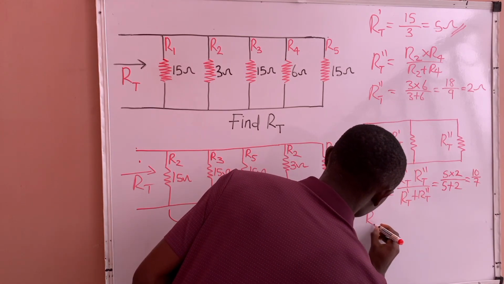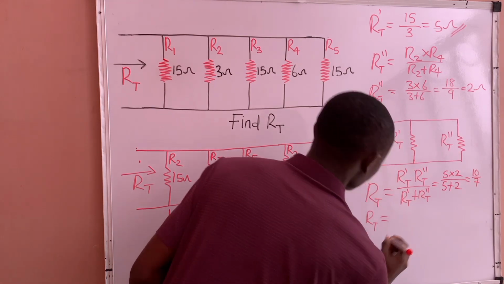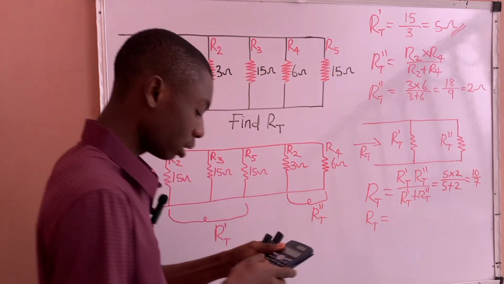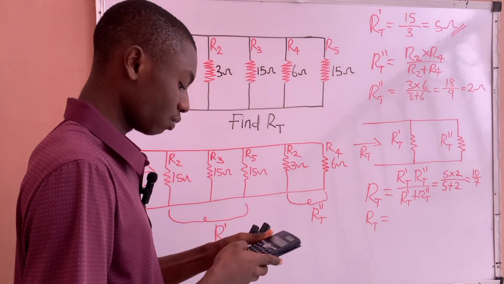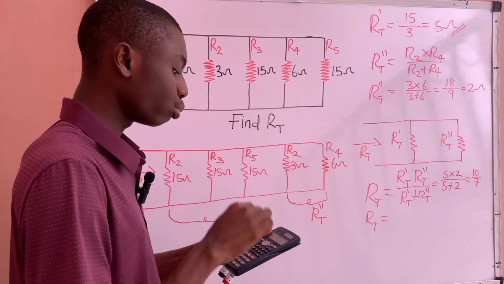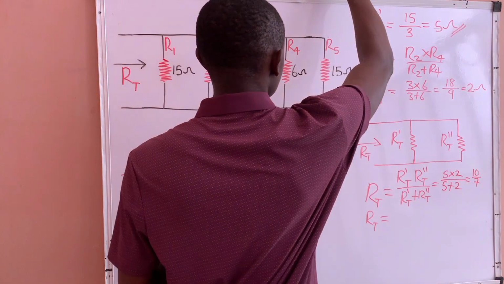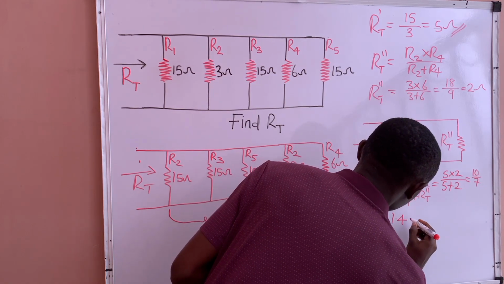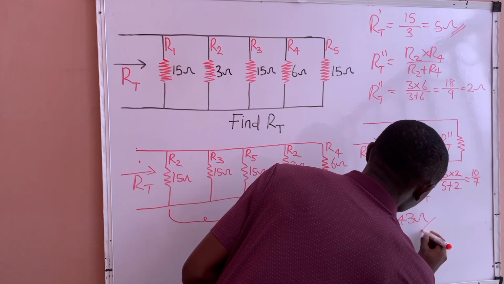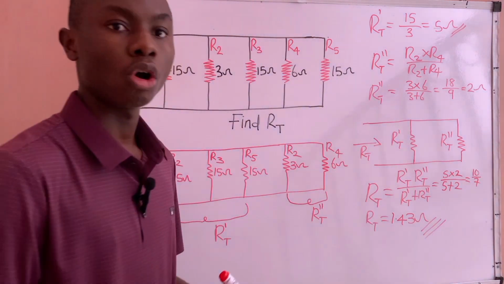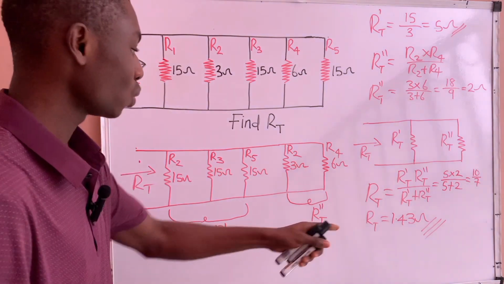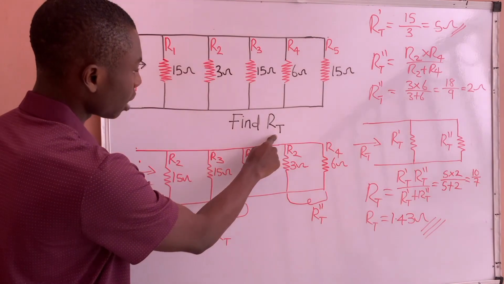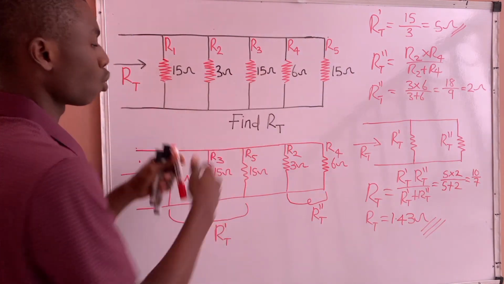So RT, which is the total resistance of the network, will now be 10 divided by 7. On my calculator, 10 divided by 7 gives us 1.43 ohms. So this is the total resistance of the network, and this is our final answer. We were asked to find RT, which is the total resistance of this network.